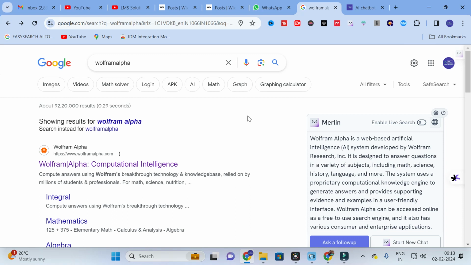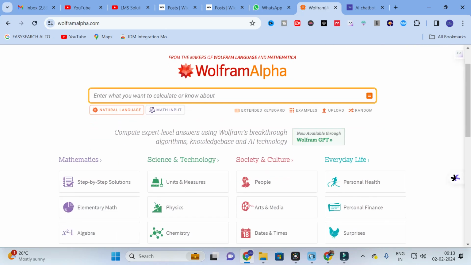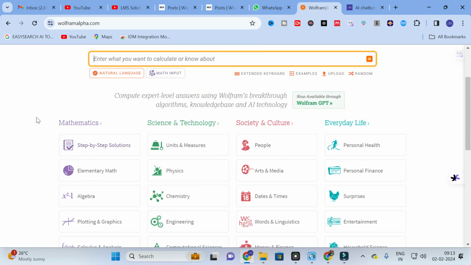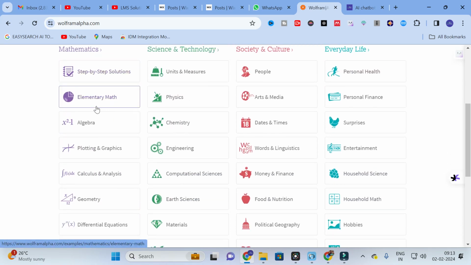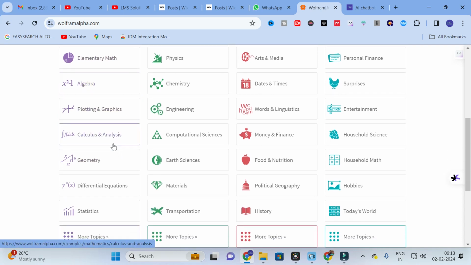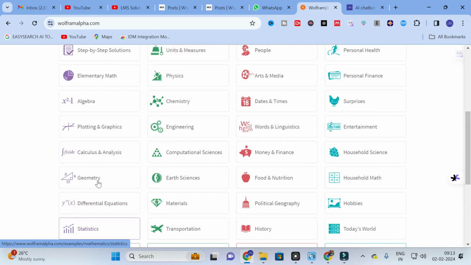Moving on to today's video, the AI tool we are going to discuss is Wolfram Alpha computational intelligence. Just click on Wolfram Alpha. This is the dashboard of Wolfram Alpha. Here you can see compute expert level answers with Wolfram's breakthrough algorithms, knowledge base and AI technology. Different categories are available here. As far as mathematics is concerned, you can see step-by-step solutions, elementary maths, algebra, plotting and graphics, calculus and analysis, geometry, differential equations, statistics. Then you can explore even more topics.